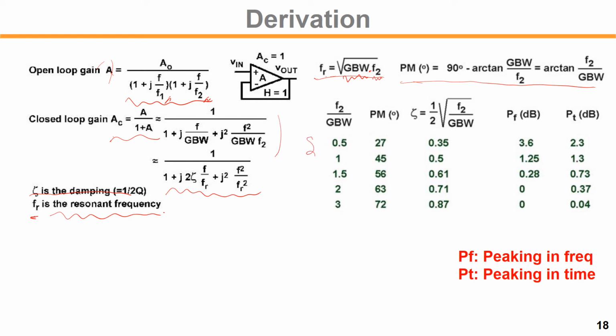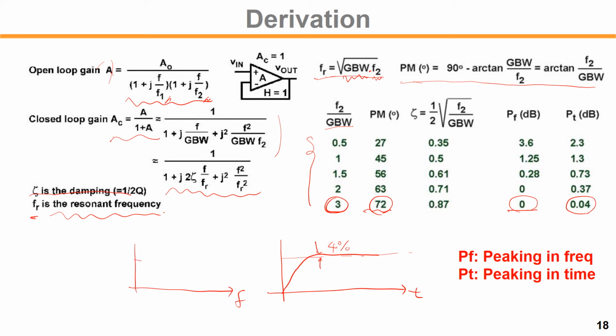So we calculated several cases. For example, F2 is 3 times larger than GBW, then we get the exact phase margin of 72 degree, and there's no peaking in the frequency domain, and peaking in the time domain is only 4%. So in the time domain, if you apply a step input, you will get only 4% peaking observed, and in the frequency domain you get, let's say, a closed response with no peak. There is no peaking, right?